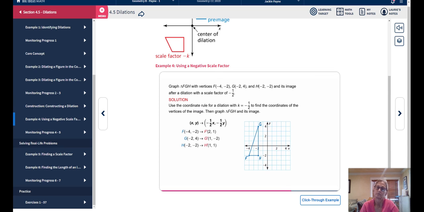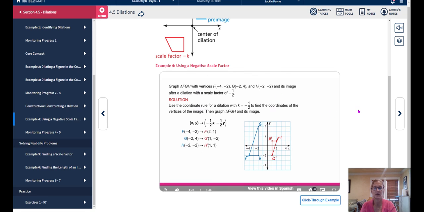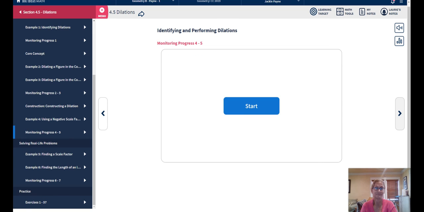Next, graph triangle F'G'H' with vertices F'(2, 1), G'(1, -2), and H'(1, 1). Use line segments to connect the vertices to form triangle F'G'H'. So triangle F'G'H' is the image of triangle FGH after a dilation with a scale factor of -1/2. You can see, again, the colors are very helpful, and we're almost done with this section. After this, we're going to do one more thing, and these are real-life problems.